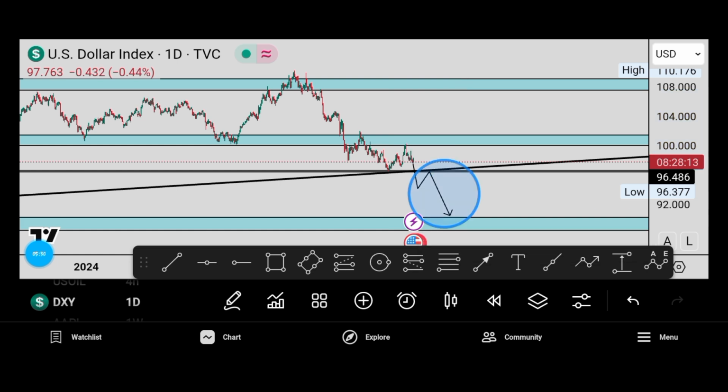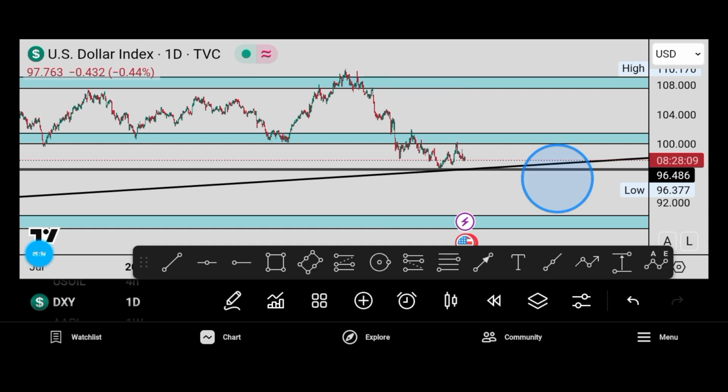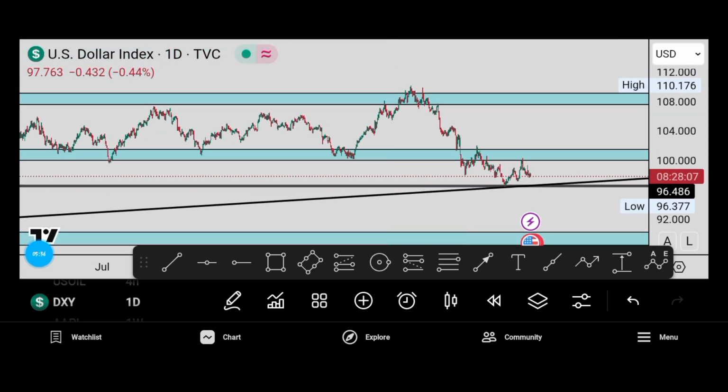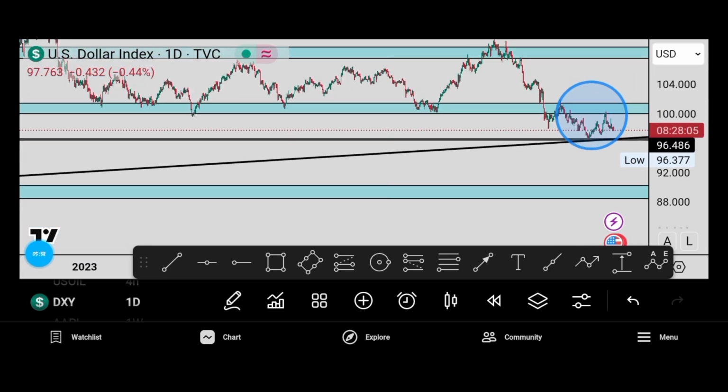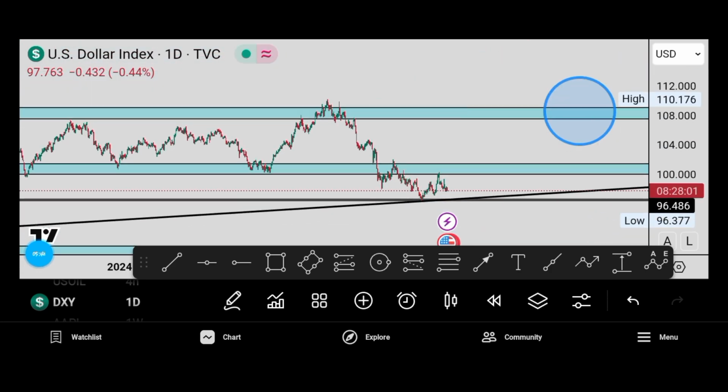So for you to know how I plotted my zone, my support and resistance zone, in fact these are my major zones that I do check for trading every day. So these are my zones that I check before placing a trade.